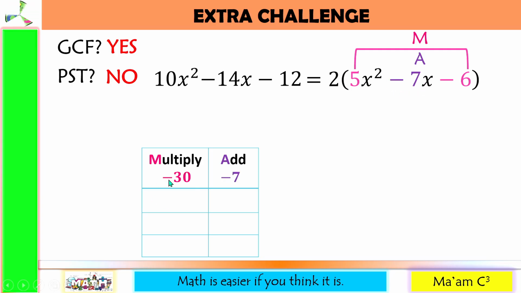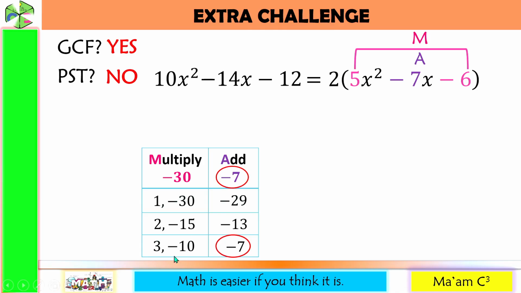Since this is negative, my factors should be of opposite signs. And since this is negative, the bigger number should be the one that is negative. So I'll start with 1 and negative 30, 2 and negative 15, and 3 and negative 10. Let us add each pair. 1 plus negative 30 is negative 29. 2 plus negative 15 is negative 13. 3 plus negative 10 is negative 7. And you got it right. We have to choose this one.